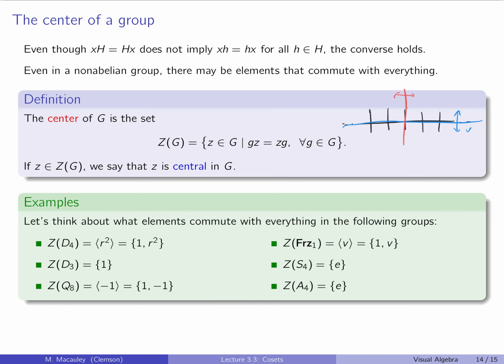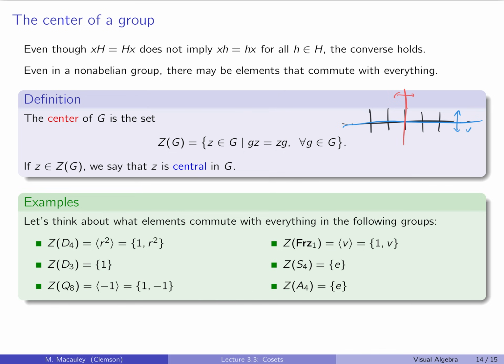Okay, what else? The symmetric group S4. No permutation commutes with everything except the identity itself. If you want, you can take 4 coins in front of you and play around with it and think about it, but it's also not too hard to write out algebraically. And similarly, there is no element in A4 that commutes with everything, other than the identity.